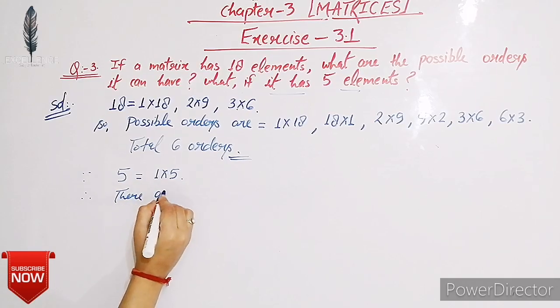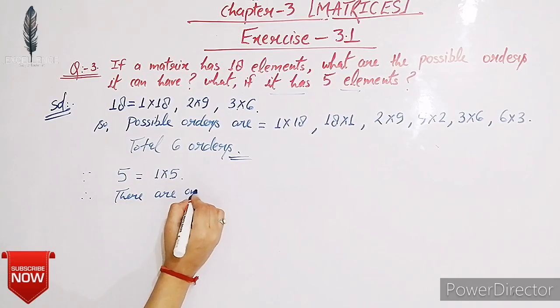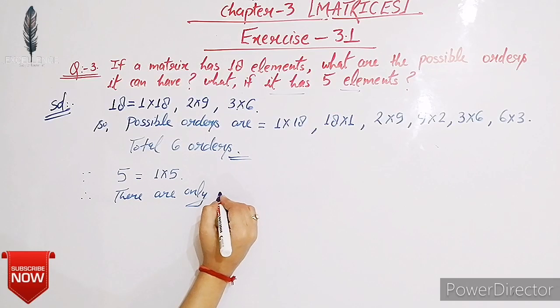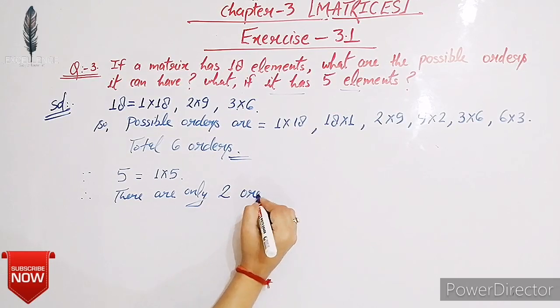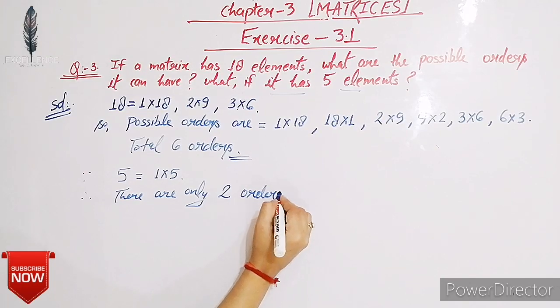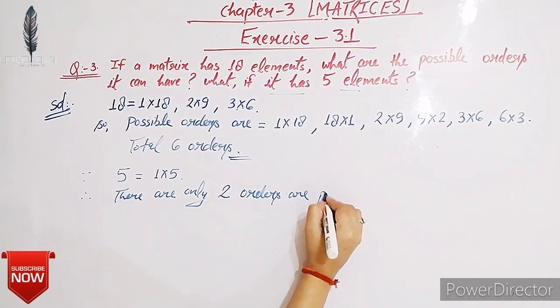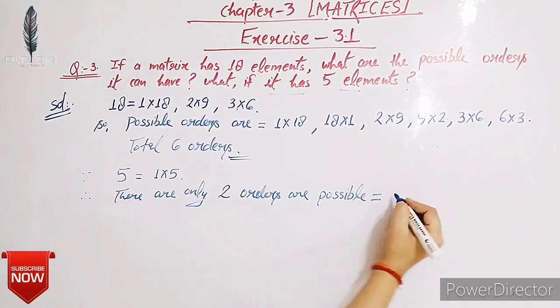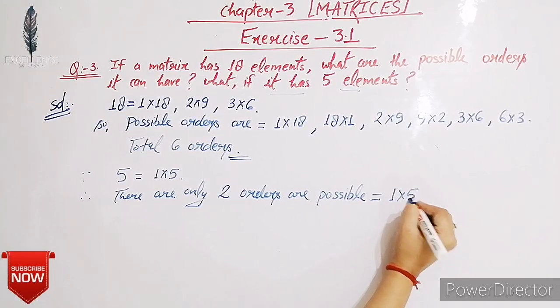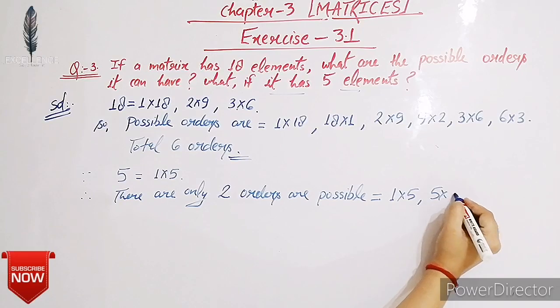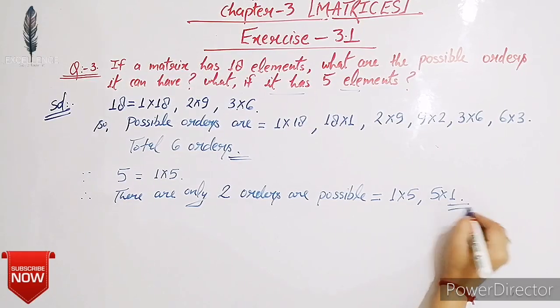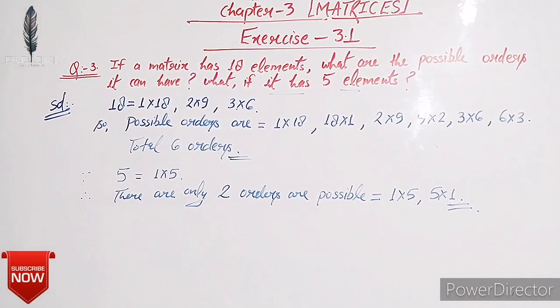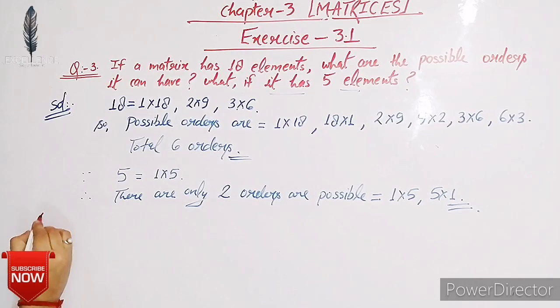So there are only 2 possible orders that are equal to 1 into 5 and 5 into 1. 1 row 5 columns, 5 rows 1 column. OK, clear? Let's see the next question.